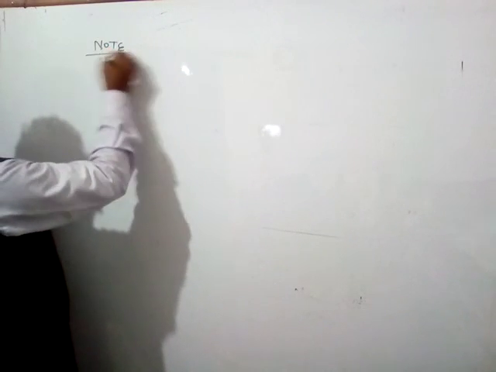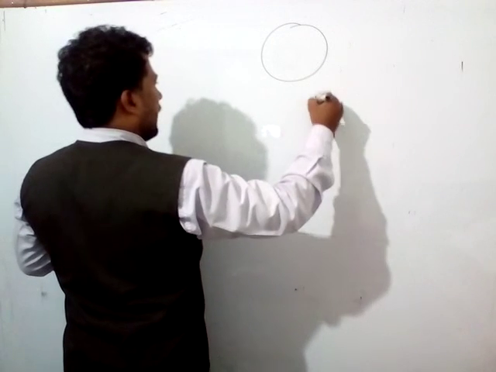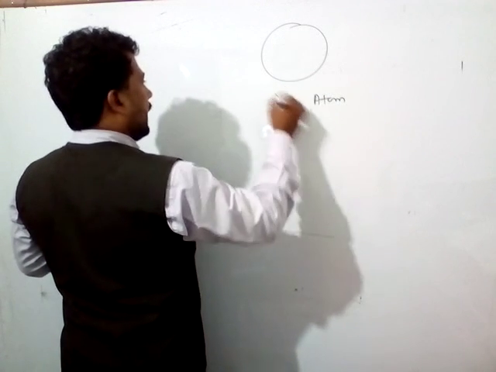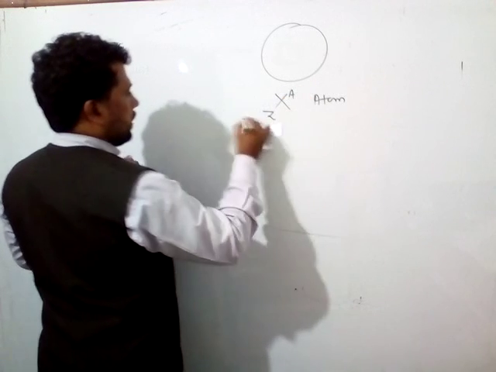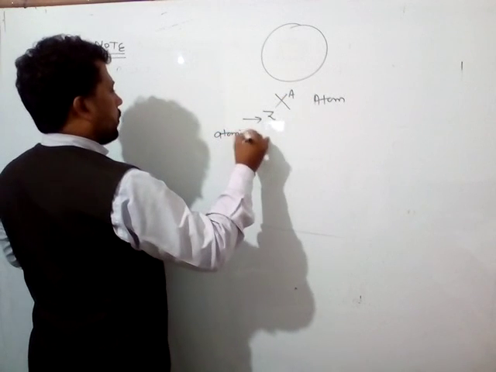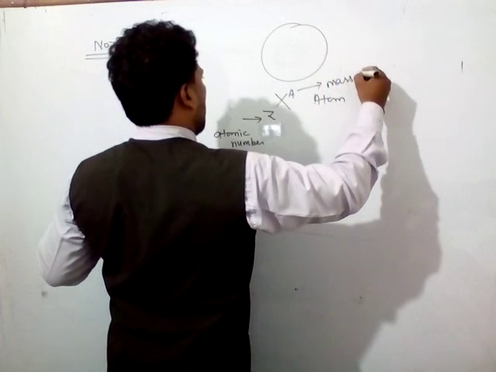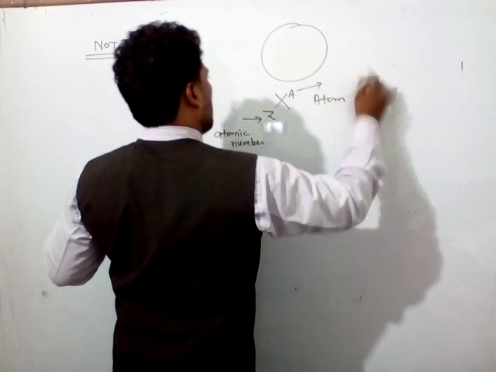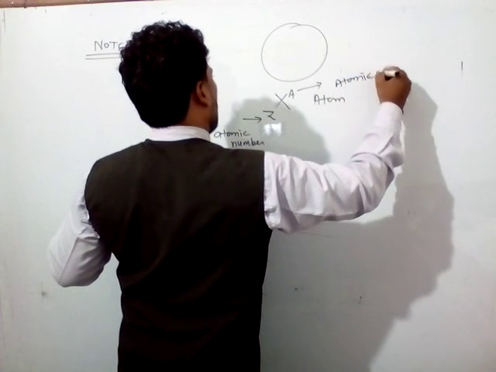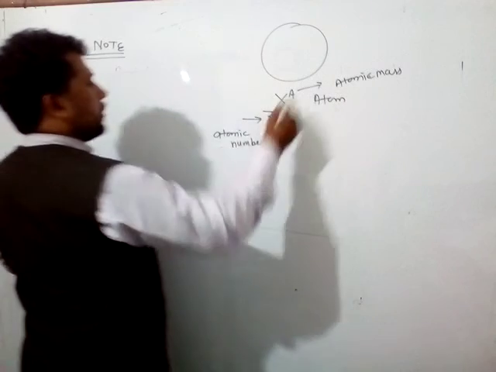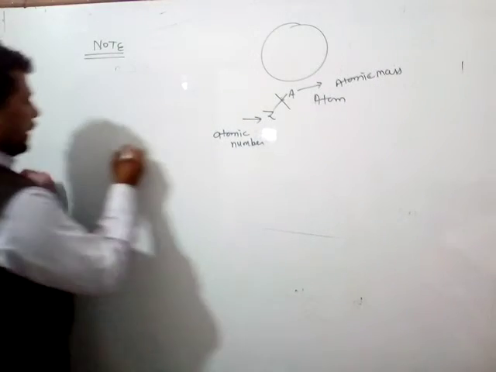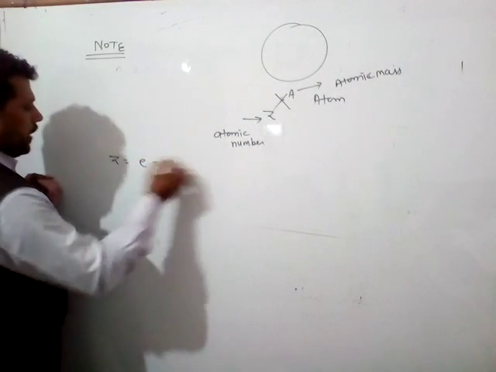And now, how can you find the electron, proton, neutron, atomic number and mass number? Let me consider an atom X, with this atomic number and this mass number. So this is atomic number and this is mass number or atomic mass, and this atom is denoted X. Okay, so Z equals E equals P.